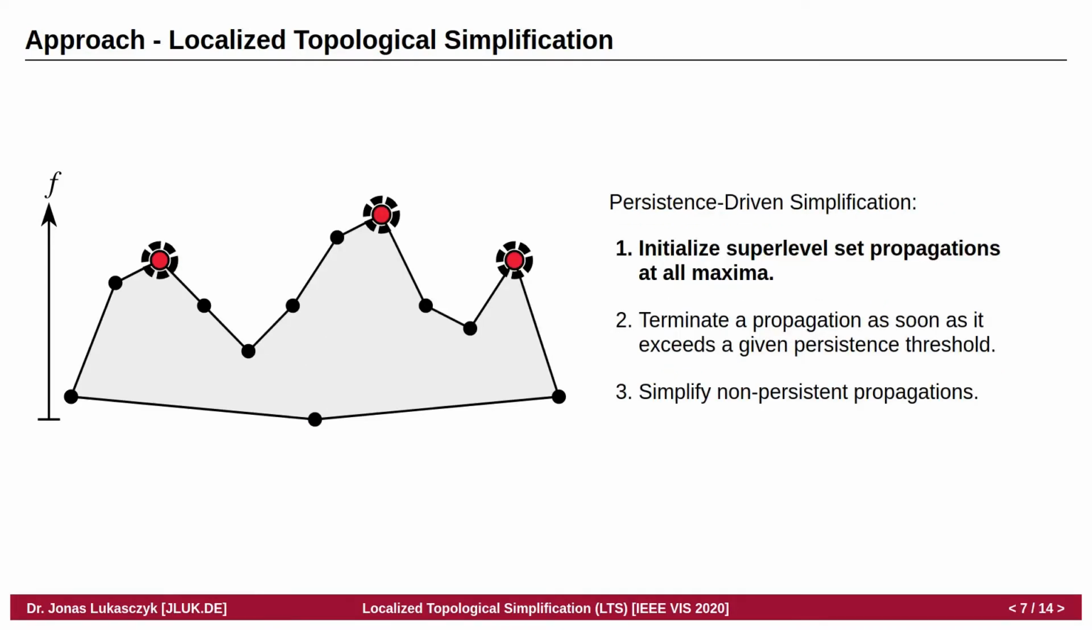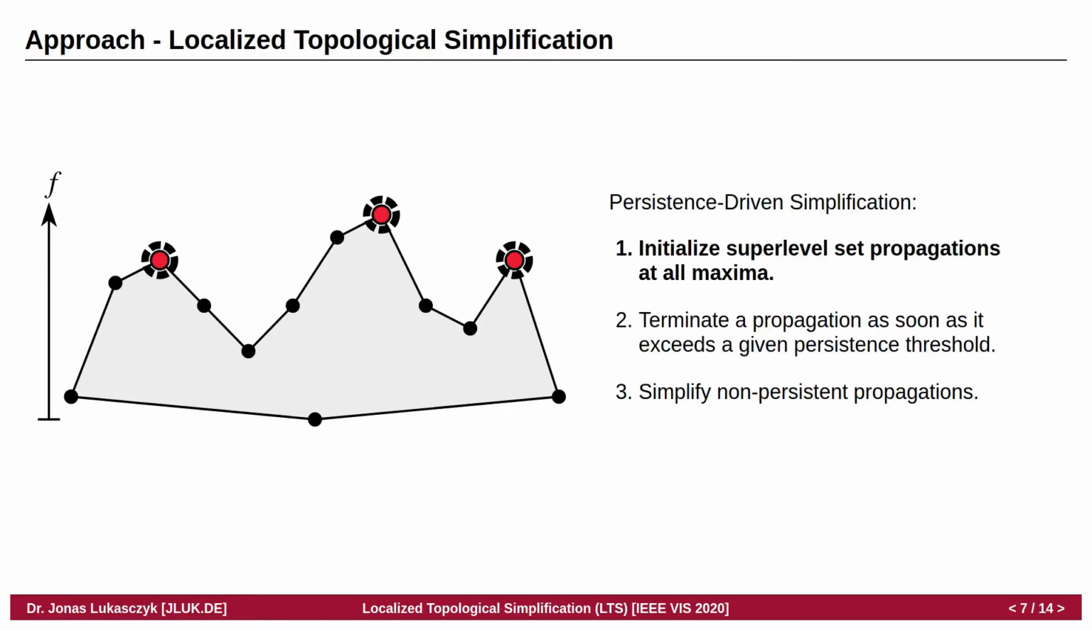LTS can also be specialized for the case of persistence-driven simplification. As explained before, LTS can remove extrema based on any user-defined metric. If this metric corresponds to persistence, then in the previous TTK workflow one had to first compute all persistence pairs and then feed a blacklist of extrema that correspond to non-persistent pairs into the simplification procedure. However, superlevel set propagations used in LTS can actually be used to compute the non-persistent pairs without prior knowledge.